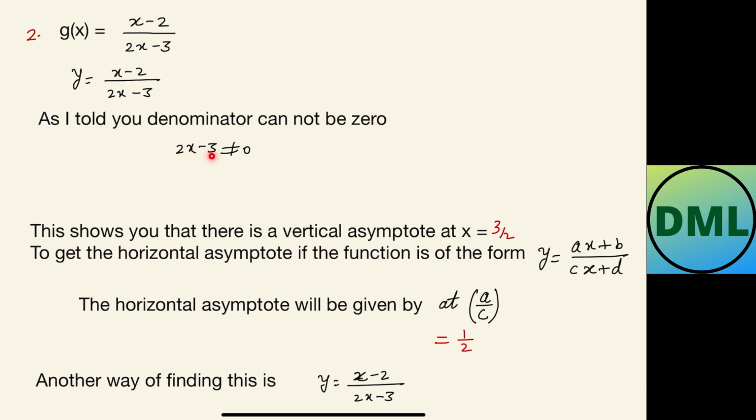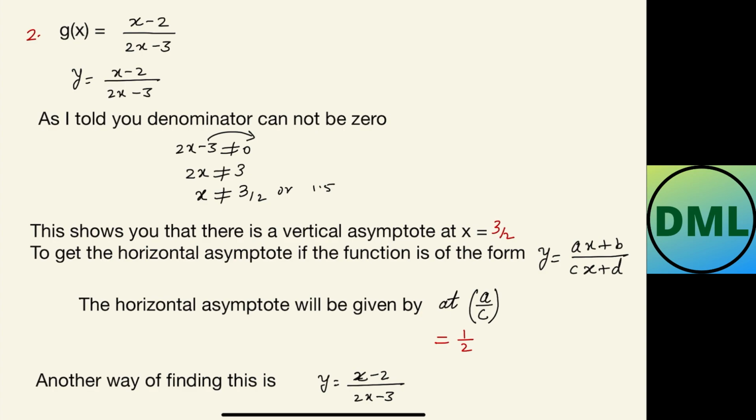Let's put 2x minus 3 is not equal to 0. Find out the value for x from here. Move this minus 3 to the right hand side. This will be 2x is not equal to 3. So x is not equal to 3 by 2, or you can say 1.5. This shows that x is not equal to 1.5, that means there is an asymptote at x is equal to 1.5. What is the meaning of asymptote?